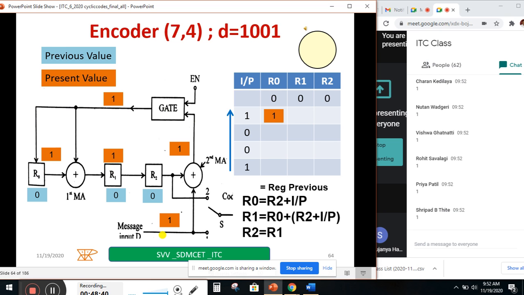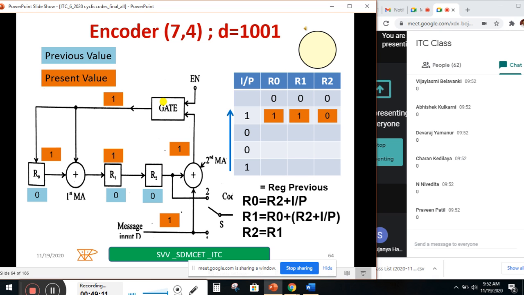Next, what might be R2? R2 will become the previous R1. It is a shift register. I cannot explain R0, R1, R2 at a time; one by one I have to take. So R2 will become equal to the previous R1, hence R2 will become equal to 0. Therefore, I got 1, 1, 0 after the first bit is over.